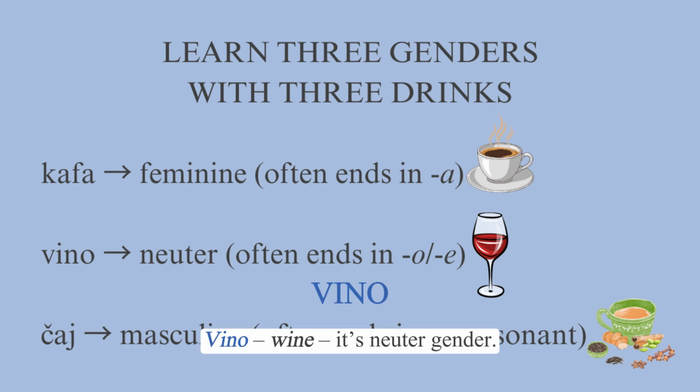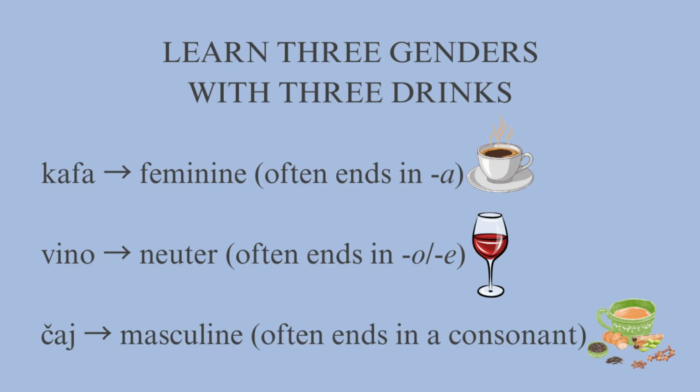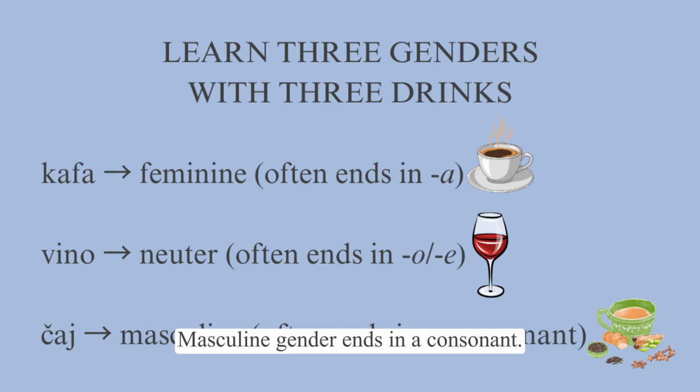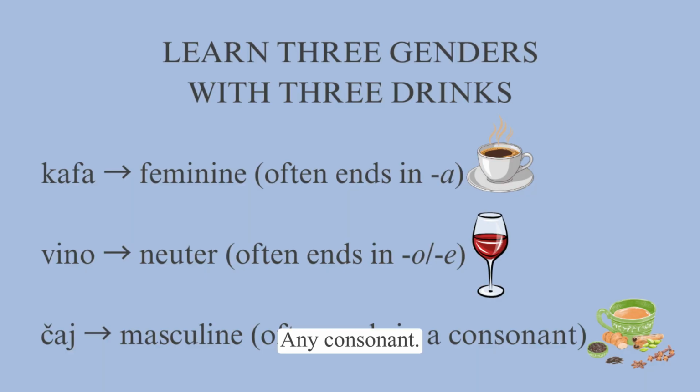Vino, wine, it's neuter gender. Neuter gender ends with O or E. O or E. Chai, meaning tea, is masculine gender. Masculine gender ends in a consonant, any consonant.